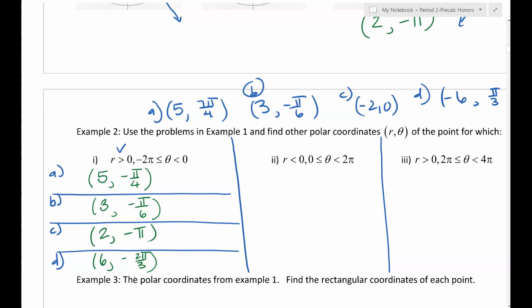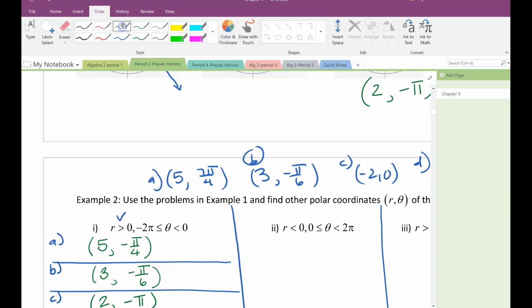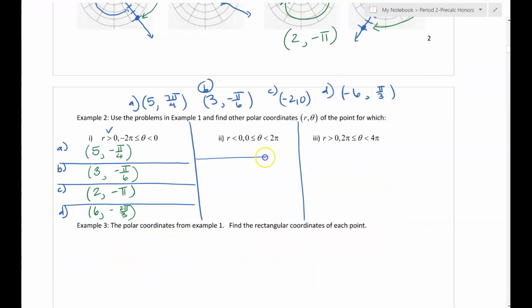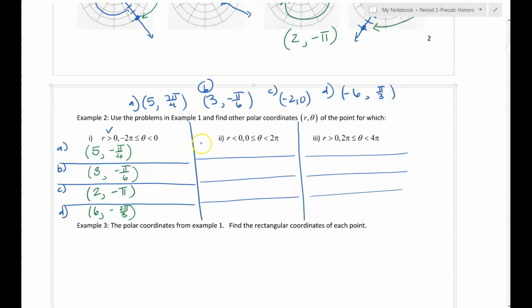Now on 2i's, it wants all of the radius to be negative and all of the angles to be positive. So we will draw out our lines. I'm going to get blue and make all of my lines here blue to separate my A, B, C, and D, okay? Just like that. A, B, C, and D, there you go.